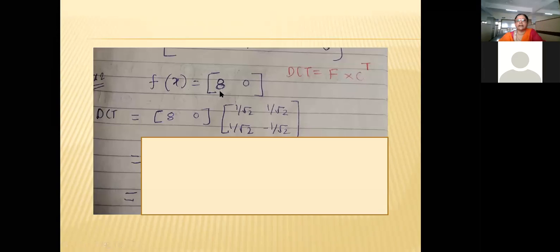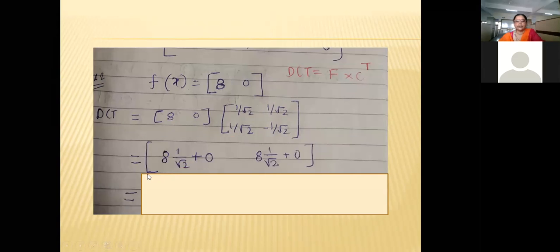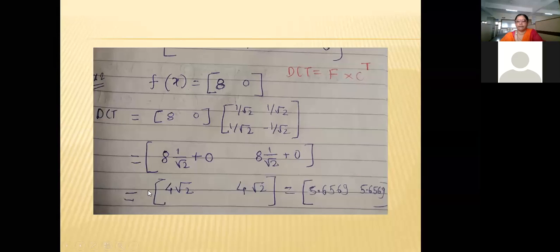For input signal f(x) = 8, 0, where the size N is equal to 2, we are considering the 2 by 2 DCT coefficient matrix. So it is 1 by root 2, 1 by root 2, 1 by root 2, minus 1 by root 2. We multiply this row with the first column, so 8 into 1 by root 2 plus 0. Then the same row into the second column, that is 8 into 1 by root 2 plus 0. So effectively the answer is 4 root 2, 4 root 2.